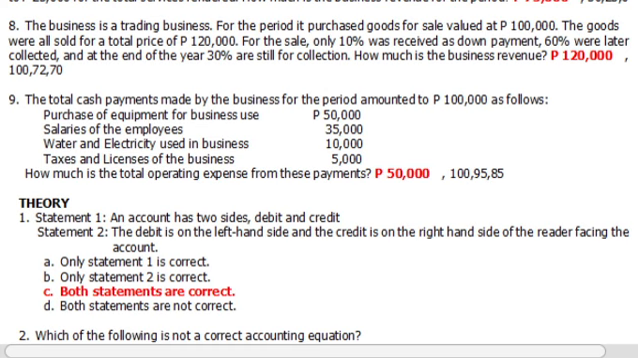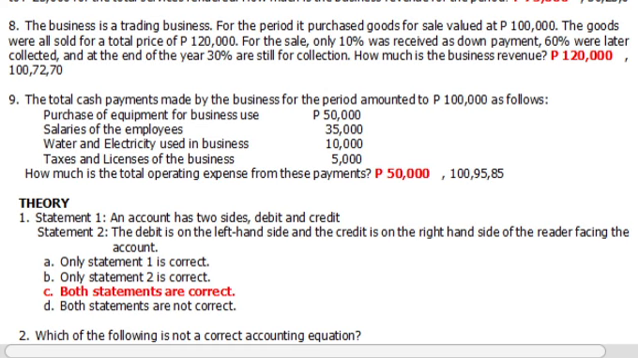Number 2, which of the following is not a correct accounting equation? So letter A is correct. Bawas natin yung assets, liability. So, ang mali dito is letter D kasi dapat yung liabilities, i-add natin siya sa owner's equity para makuha yung asset. So, answer natin dyan, not correct is letter D.